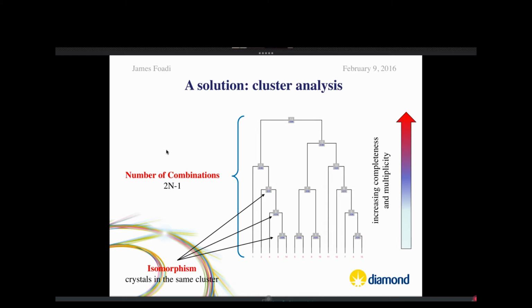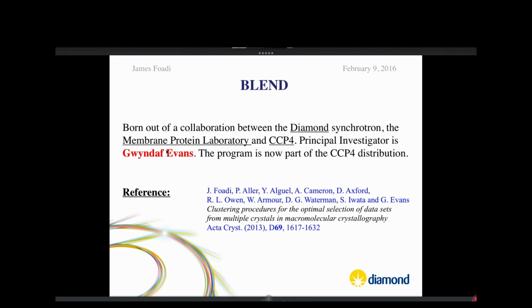Of course, the final number and quality of datasets will depend very much on the quality and completeness of the individual datasets and on their level of isomorphism. At Diamond, we have implemented cluster analysis in the computer program Blend, which is the product of a collaboration with the Membrane Protein Laboratory, the MPL, and the CCP4. And here you can find the main reference dated 2013.